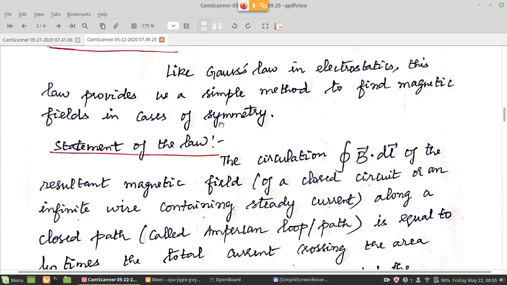But here again, Gaussian law kuda anni places ki apply cheyalemu. There were specific symmetries untayi akkada kuda. Alage ikkada kuda konni types of problems ki it apply cheyadam avutundi.